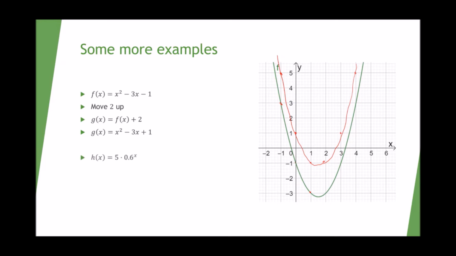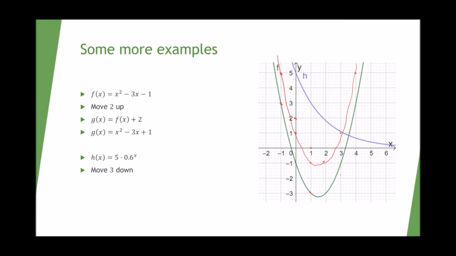And we can do the same thing with an exponential function. Let's say we've got 5 times 0.6 to the power of x. So this graph. We can move this one 3 down if we want to. So this 5 goes to 2. 3 goes to 0, etc. Every point goes 3 down.